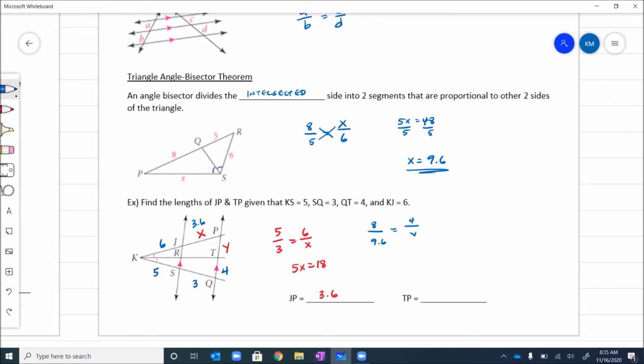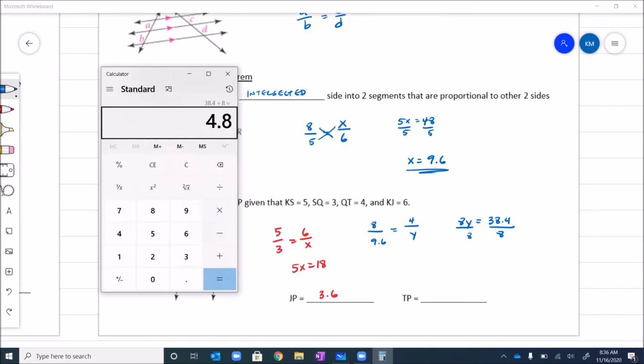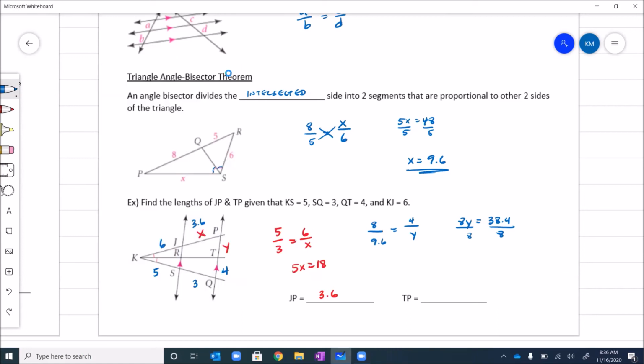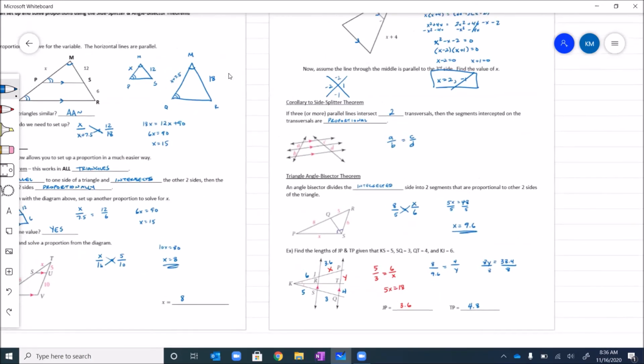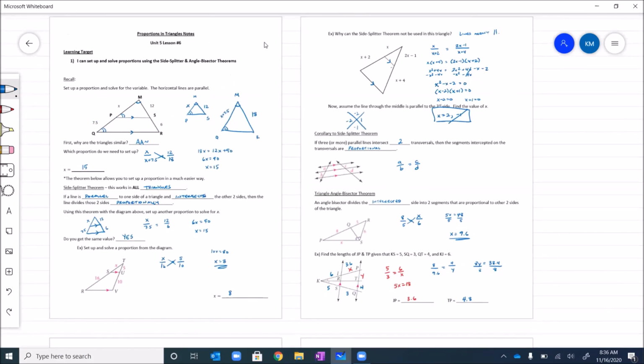So cross multiply, 8 times y is 8y, 4 times 9.6 gives us 38.4. Divide both sides by 8. Just use your calculator for that. 38.4 divided by 8 is 4.8. Okay, so there we have it. Side splitter theorem, triangle angle bisector theorem. Together, proportions and triangles. All right, see ya.